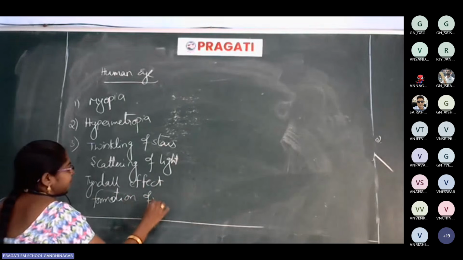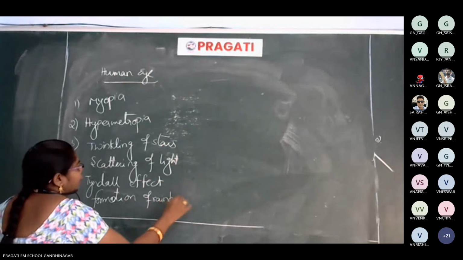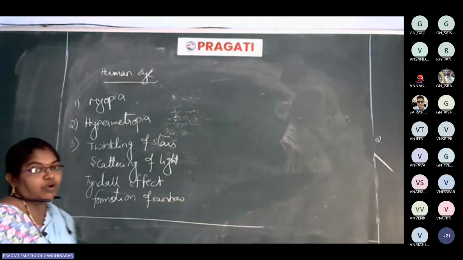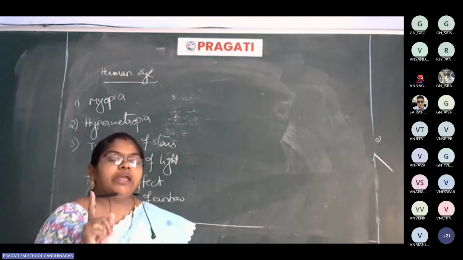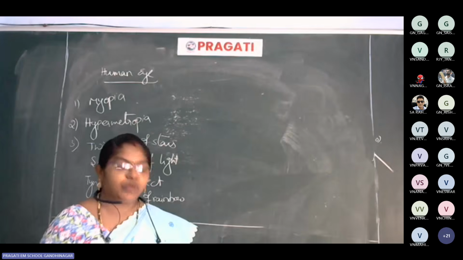Formation of rainbow. Focus on these questions, but in order to get 50 out of 50, you have to read each and every line in the textbook. Okay.